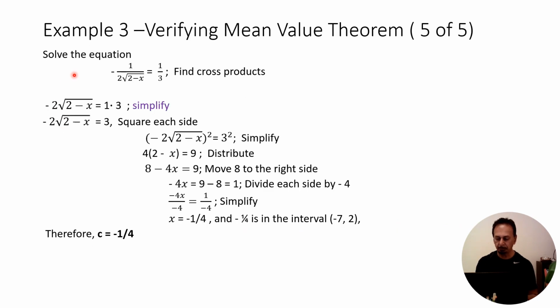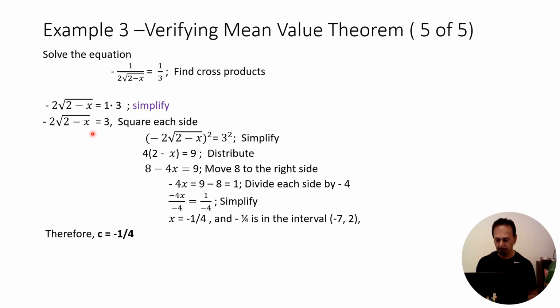So now we solve the equation negative 1 over 2 times square root of 2 minus x equal to 1 over 3. So it looks like we can find the cross products. We can multiply 1 times 2 times square root of 2 minus x, and the right side multiply 1 times 3. Keep the negative sign on the left side, and simplify. 1 times 3 is 3, so you have negative 2 square root of 2 minus x.